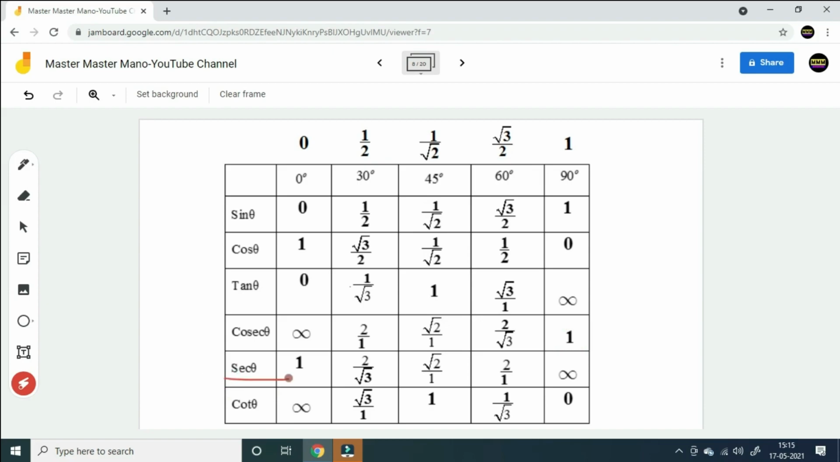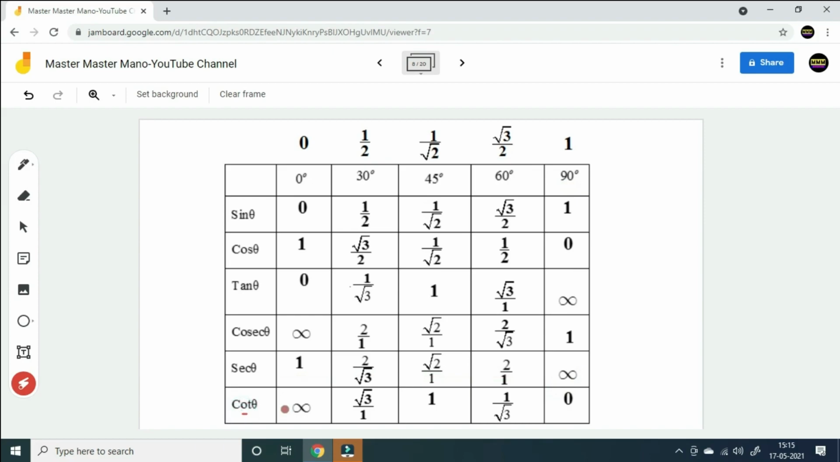For secant 0 degree, the value is 1. For secant 30 degree, the value is 2 by root 3. For secant 45 degree, the value is root 2 by 1. For secant 60 degree, the value is 2 by 1. For secant 90 degree, the value is infinity.